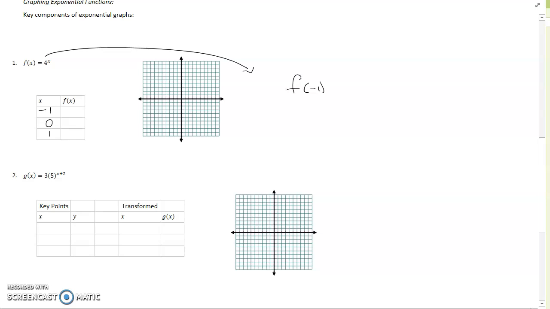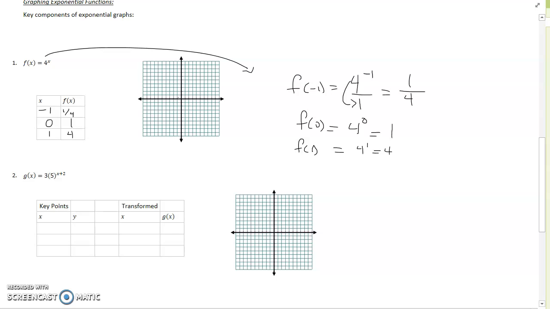evaluate it. So the f of -1 is 4 to the -1, and we just talked about this in the last video. If you see something with a negative exponent, it's going to move into the denominator, so that's going to become 4 to the first power in the denominator and a 1 on top. So we have the point -1, 1/4. When I evaluate the f of 0, I get 4 to the 0 power. Remember, anything to the 0 power is 1. And then finally, when I evaluate the f of 1, I get 4 to the first power, which is 4.